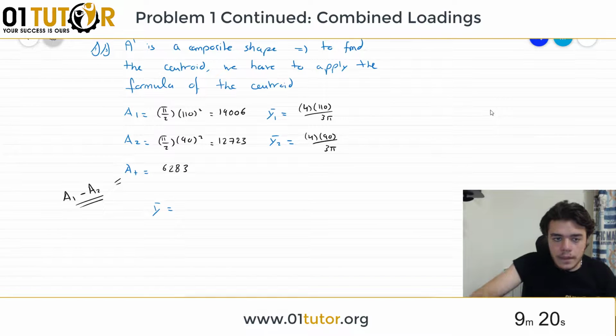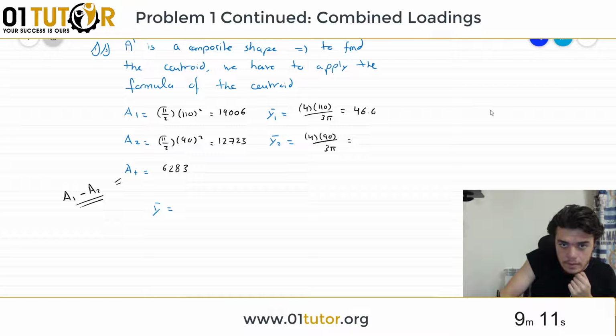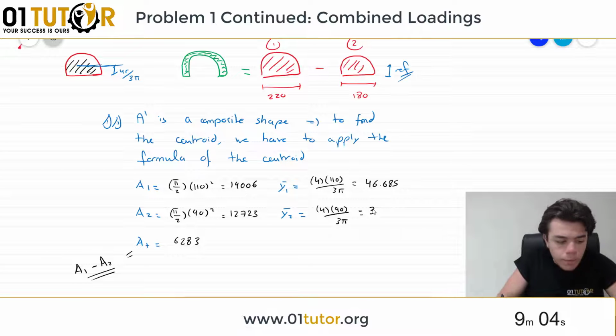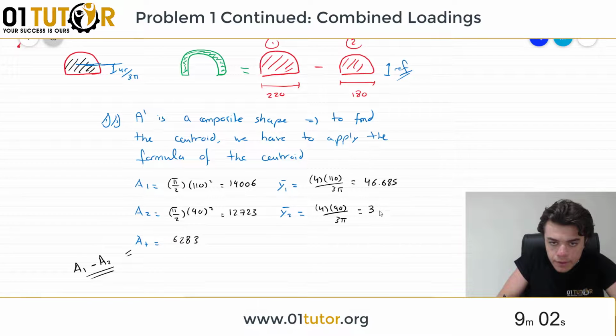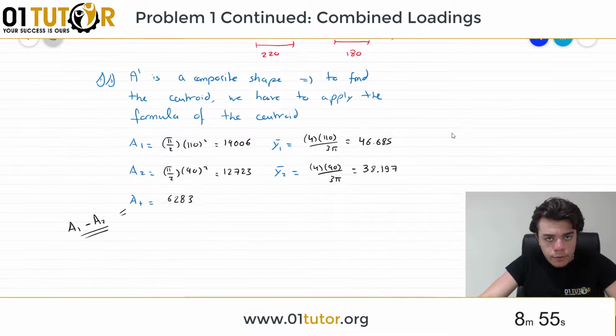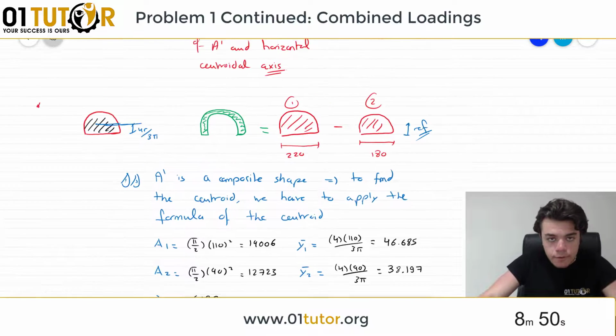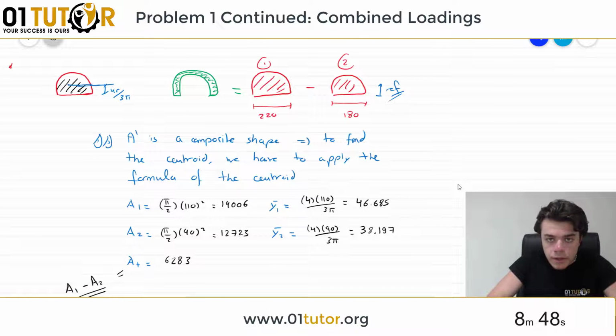Okay, and then you can calculate y bar. So let's calculate these things in here. 4 times 110 over 3 pi is 46.685, and this is going to be 38.197 millimeters. And now you can find the centroid from the reference that is shown in here.